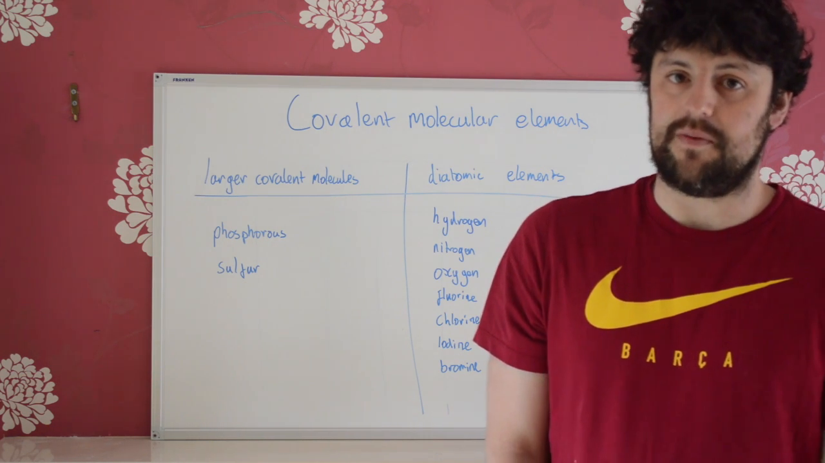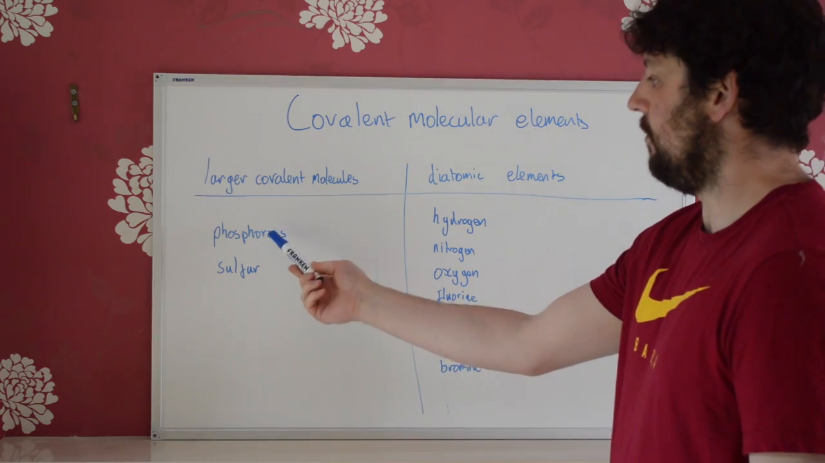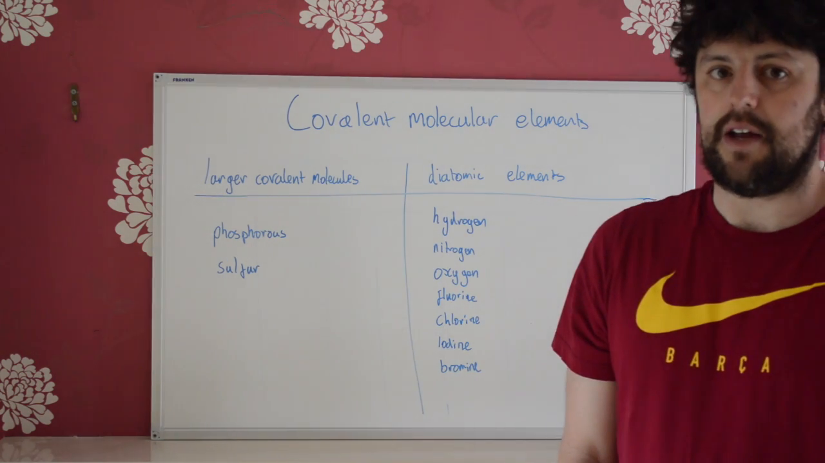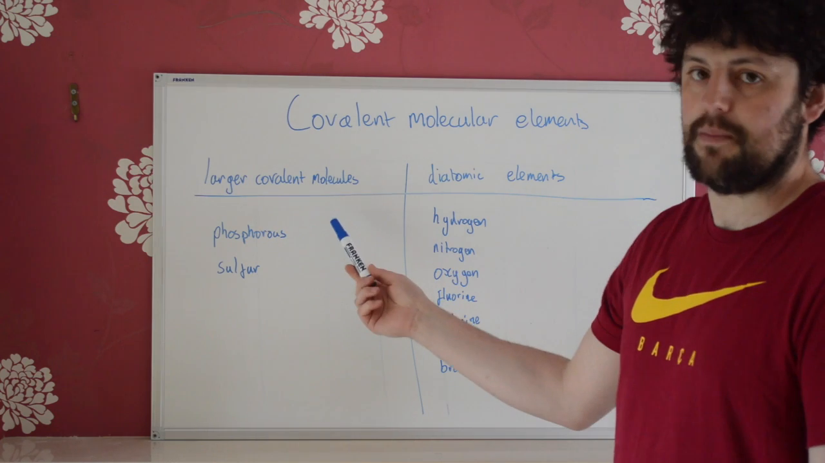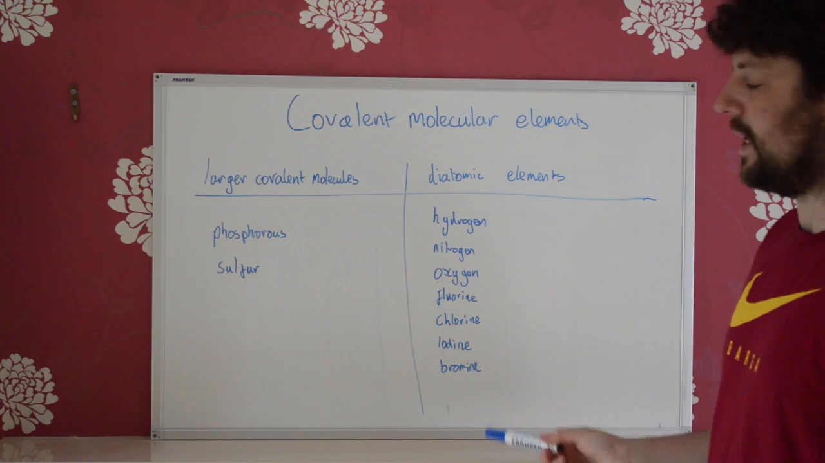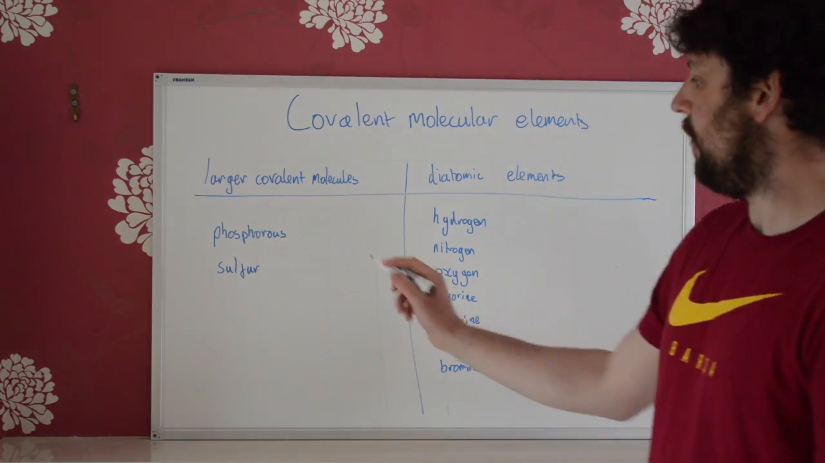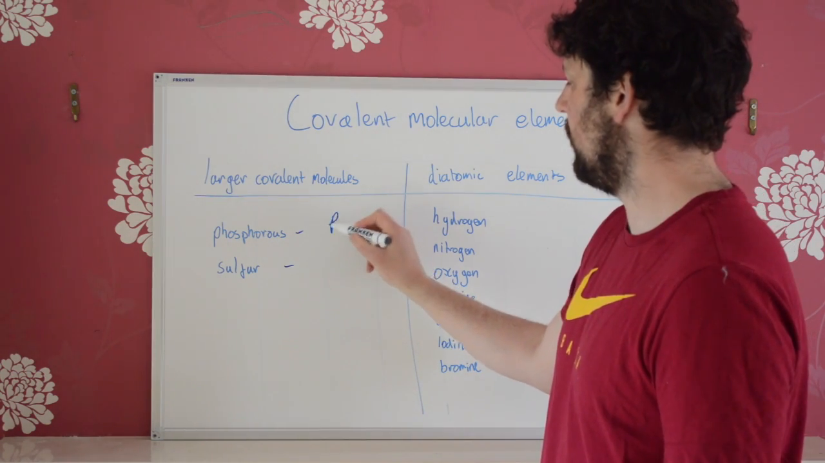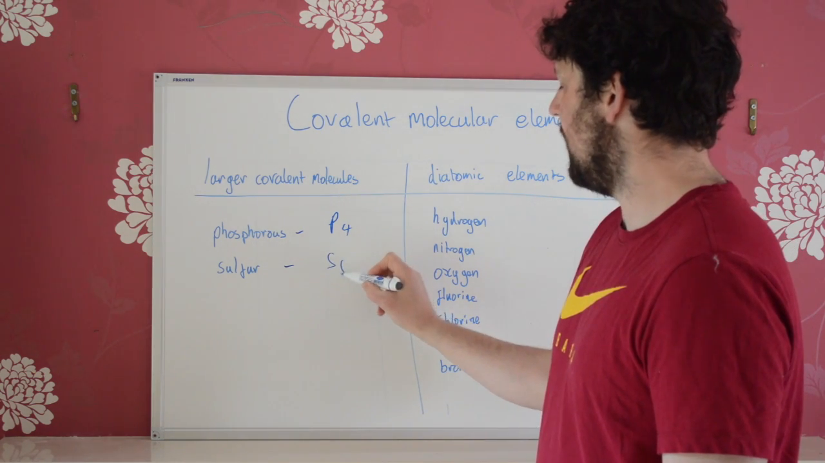The second question is why on your presentation do phosphorus and sulfur appear separated from these 7 elements? And the reason is because phosphorus and sulfur are larger covalent molecules, whereas these elements are called the diatomic elements. There are 7 of the diatomic elements. The difference is phosphorus and sulfur exist as larger molecules. So phosphorus exists as P4 and sulfur as S8.